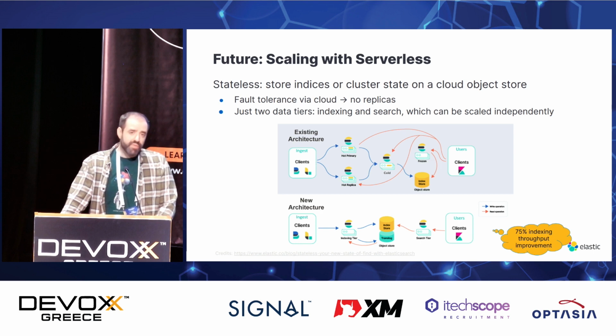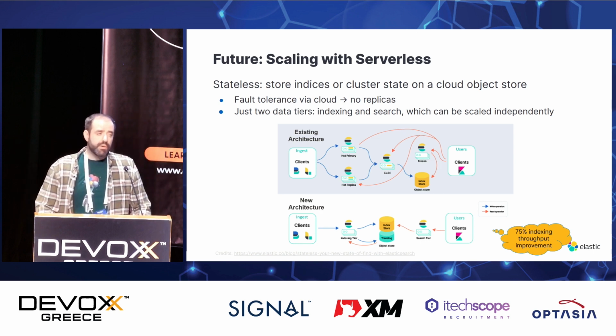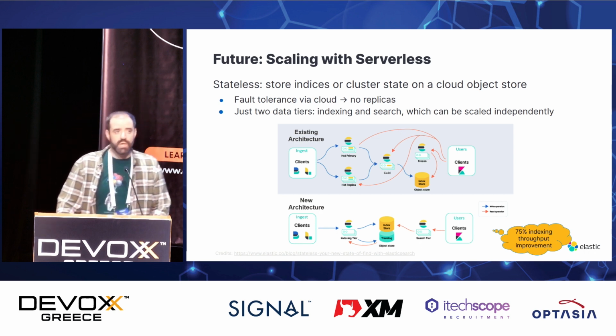And the basic advantage that these 2 data tiers will give us is that you will be able to scale each of these data tiers independently. So you can scale up the ingest tier for more ingestion, and you can scale up separately the search tier for more search power.